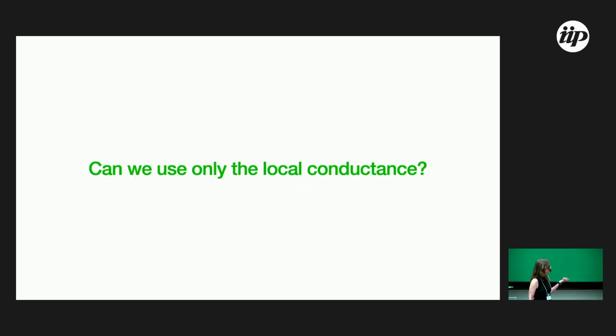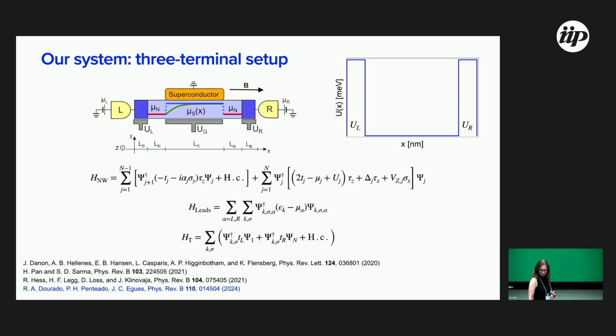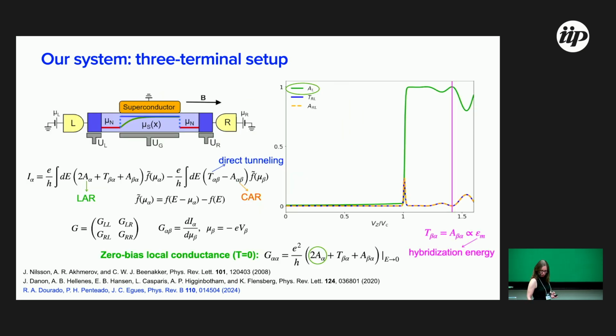So the question we want to answer is, can we use only the local conductance? As I said, I'll play with the barriers here, and I'll just lower or raise the barrier. Here what we calculated is the differential conductance. More specifically, I'll talk about the zero bias conductance. I'll start with T equals 0 and show the results, and later on I'll show some results at finite temperature.